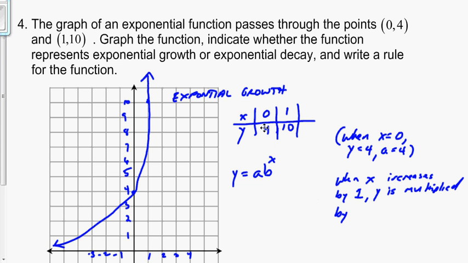Now, if this were exponential decay instead of growth and the y's got smaller, we'd still figure out what it's multiplied by. We would just have a situation where that would be a number that is between 0 and 1. So multiply 4 to get 10. I'm going to set up a little equation. Now that's going to be the number for b, so I'll just use the variable b here.